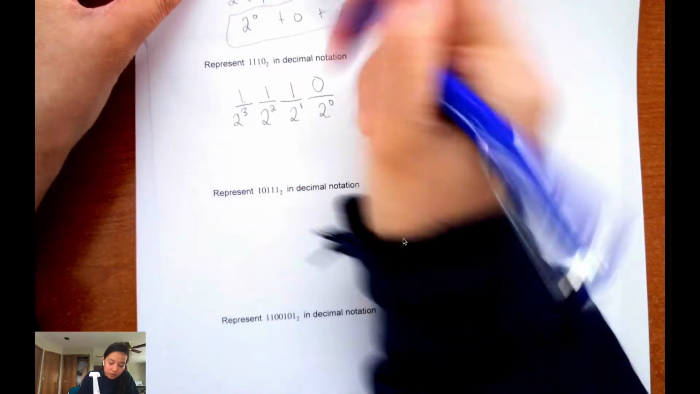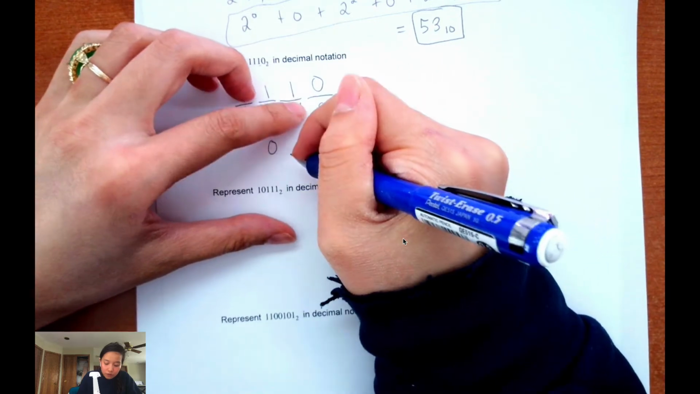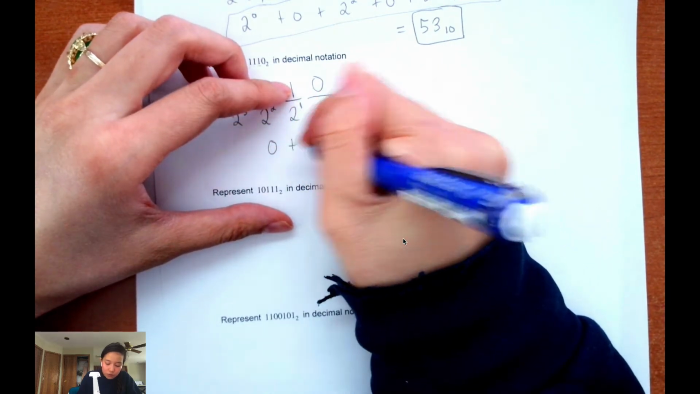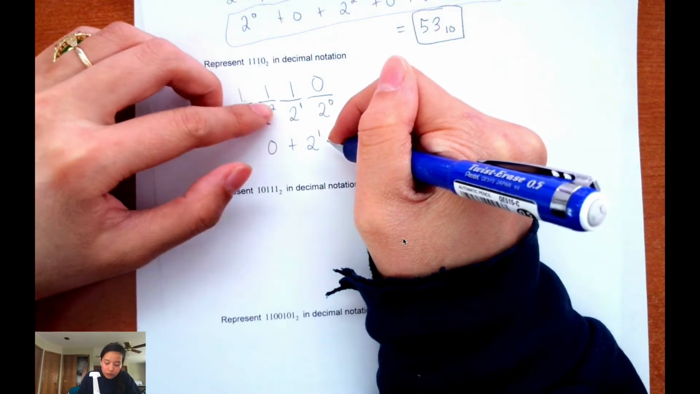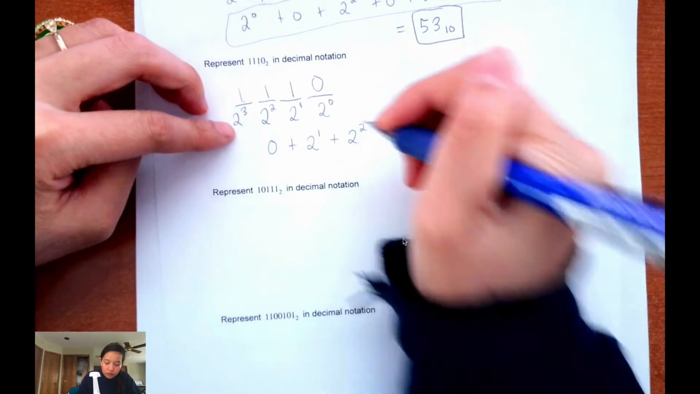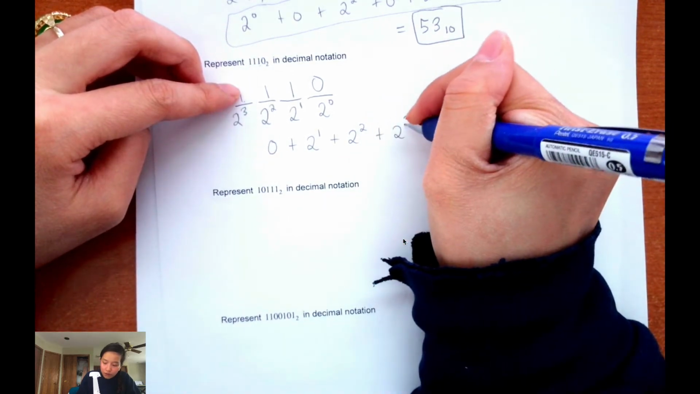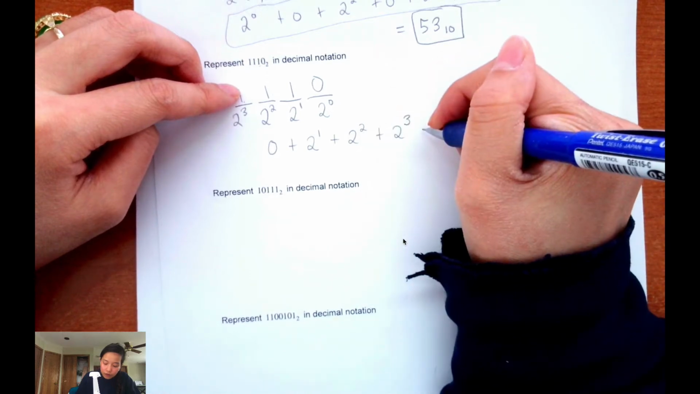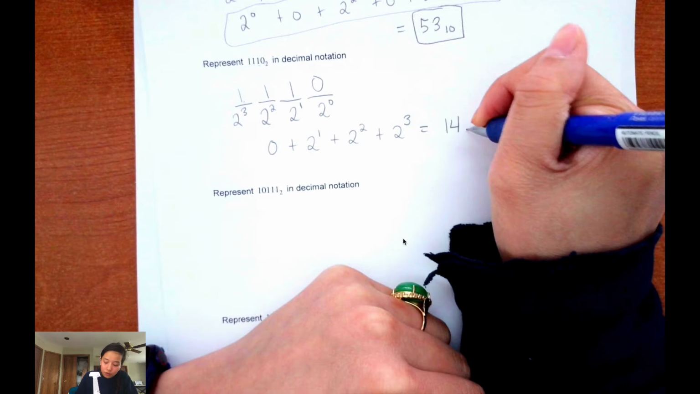2 to the 0th power times 0 is 0. 2 to the first power times 1 is 2 to the first power. Add that with the 0. And then 2 to the second power times 1 is 2 to the second. And then 2 to the third power times 1 is 2 to the third. I add all of that up, get out my calculator and put that in. I get 14, 14 in base 10.